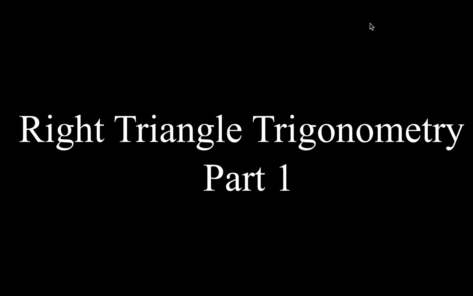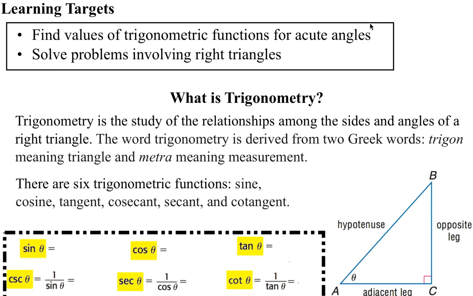Well, welcome to the first part of our lesson on right triangle trigonometry. In this lesson, we will be learning how to find the values of the 6 different trig functions, and these will be done just for the acute angles in right triangles. And then we will also learn how to solve some problems involving right triangles.